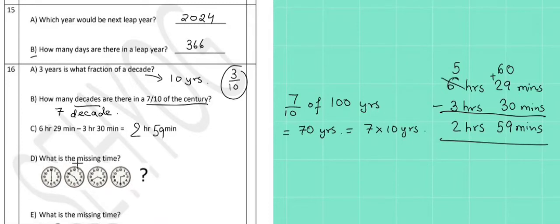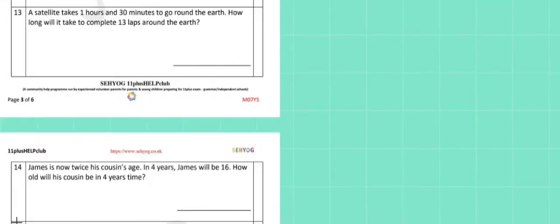Now 16 part D, what is the missing time? So for that we have to first check out the interval between the clocks. So we can see that there is a decrease of 1 hour 10 minutes, that is the clock is going backwards by 1 hour 10 minutes every time. So after the last clock, if we go 1 hour 10 minutes backwards, we will get 20 minutes past 1 o'clock.